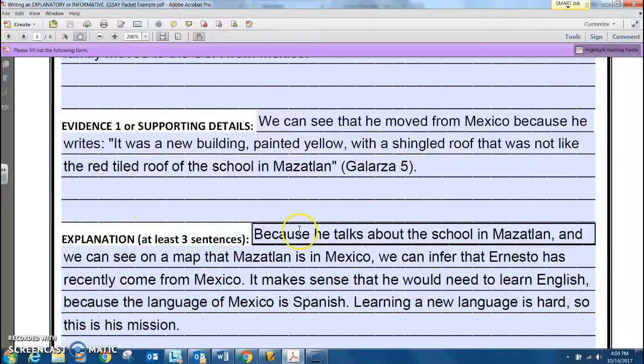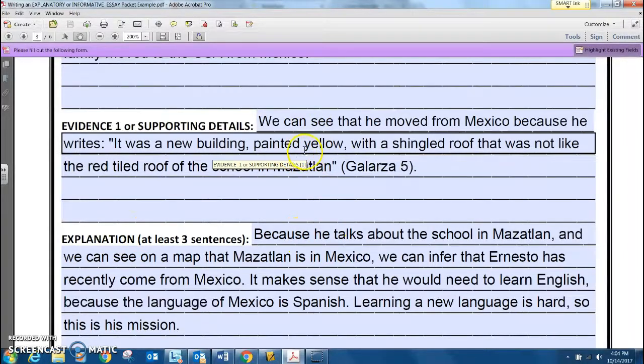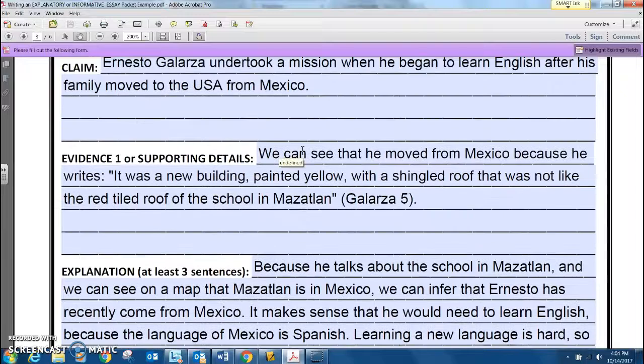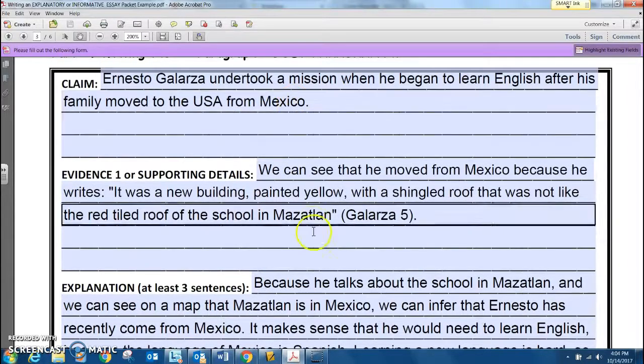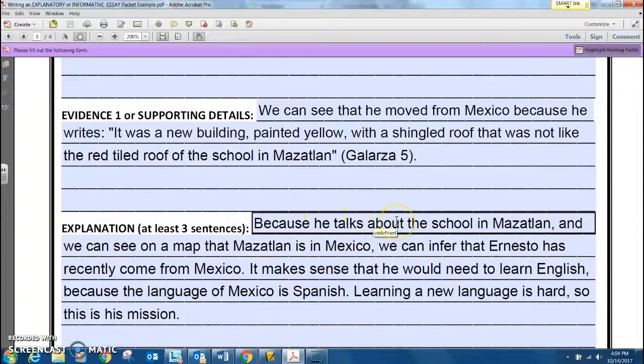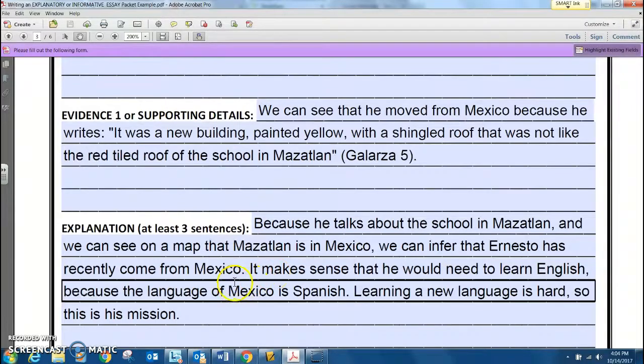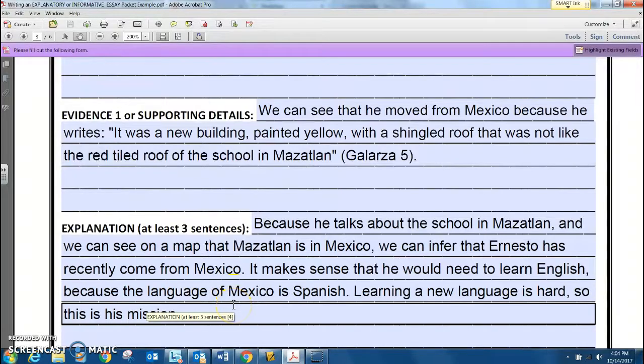So explanation: we explain how this quote right here under evidence and supporting details shows the claim that we're making. So we wrote, because he talks about the school in Mazatlan, and we can see on a map that Mazatlan is in Mexico, we can infer that Ernesto has recently come from Mexico. It makes sense that he would need to learn English because the language of Mexico is Spanish. Learning a new language is hard, so this is his mission.